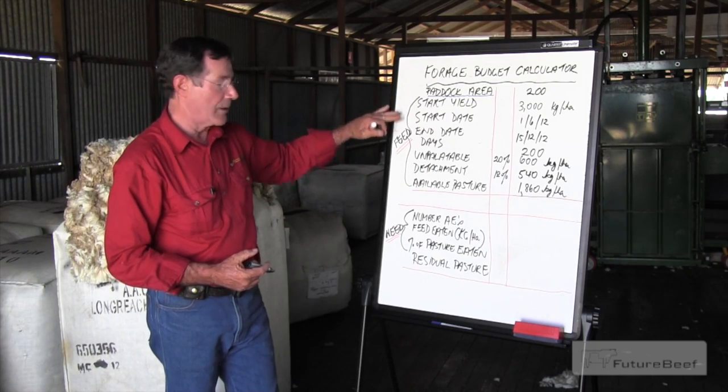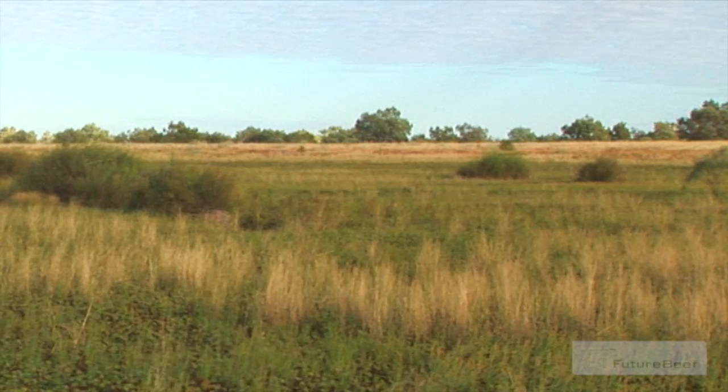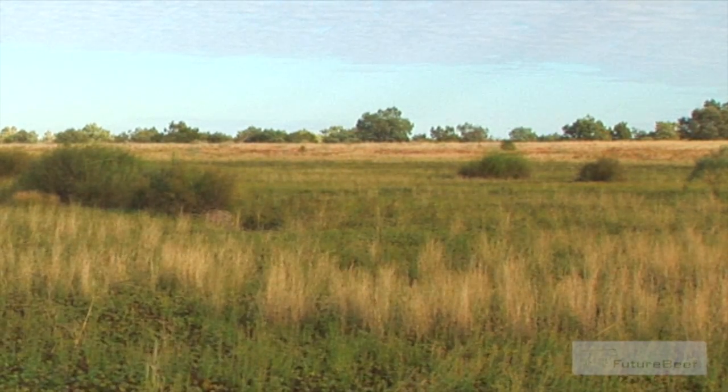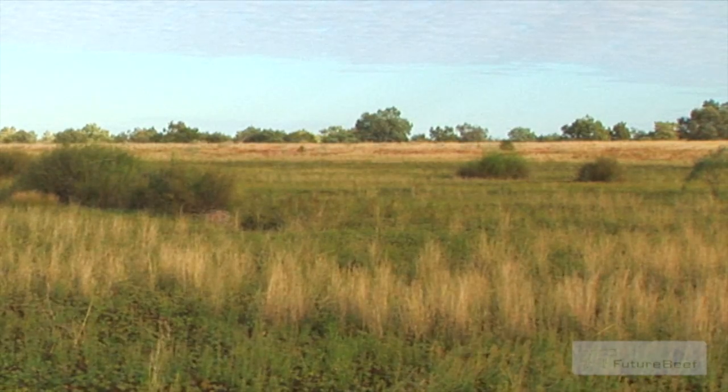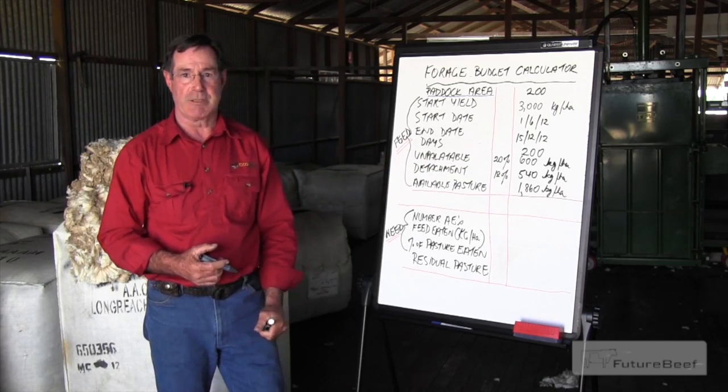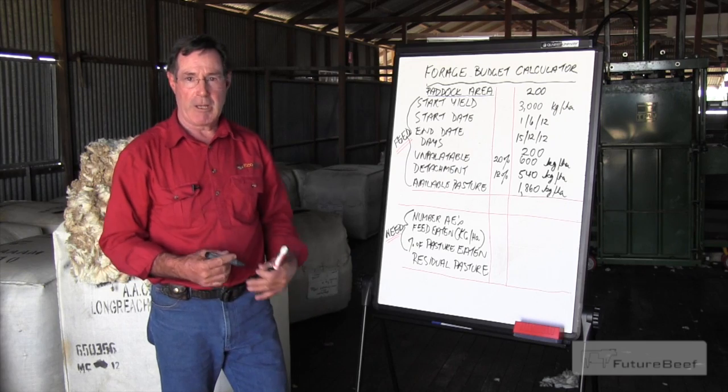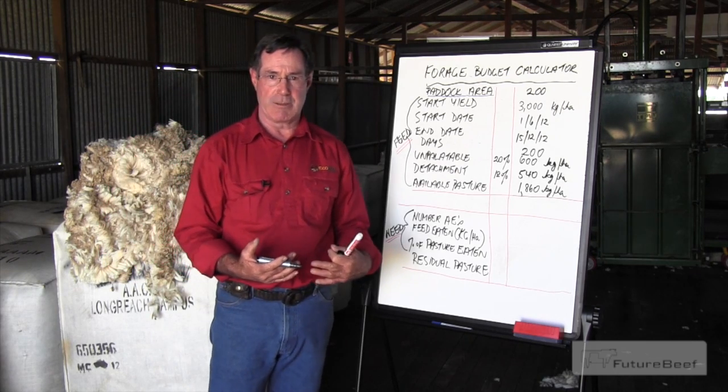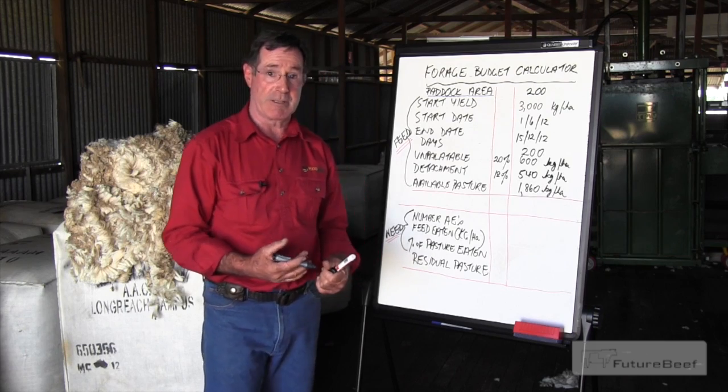What that's done is calculated the feed available. We now know that there's probably closer to half of the feed we can see in the paddock actually available for the stock to eat. Now we need to know how much feed stock are going to need to take out of that paddock. How much are they actually going to eat?